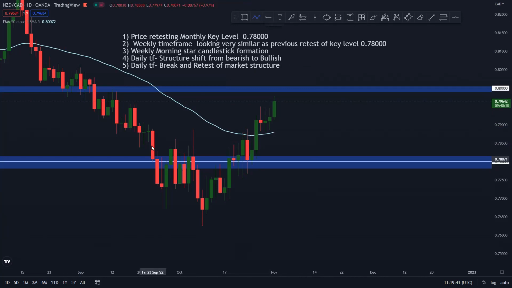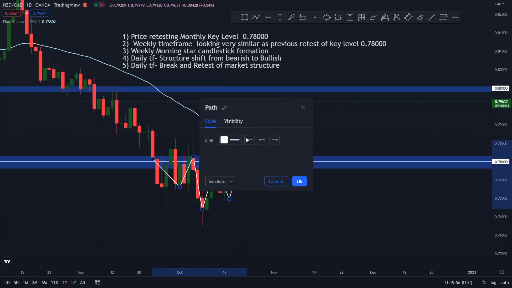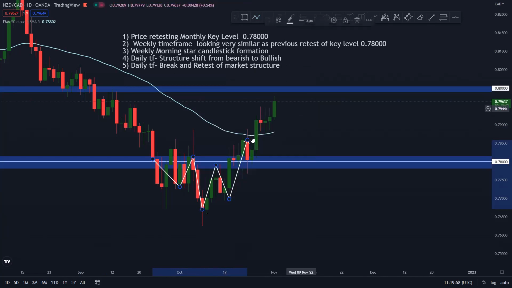Then also clearly, I don't know if you can see this already, but it's very obvious there. We're having to see price give us a daily inverse head and shoulder pattern. This is not a very perfect head and shoulder pattern, but you can clearly see we're having our left shoulder, we're having our head, and then the right shoulder. And then we have a breakout of the neckline of the inverse head and shoulder pattern.